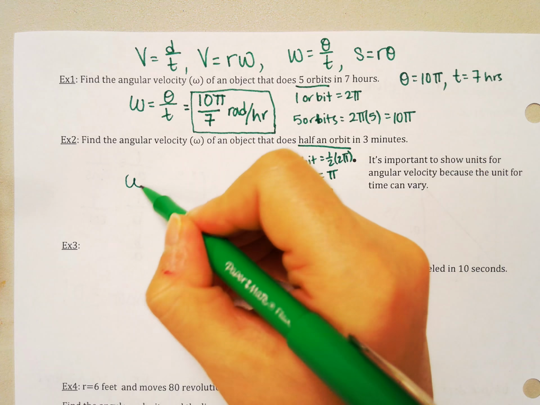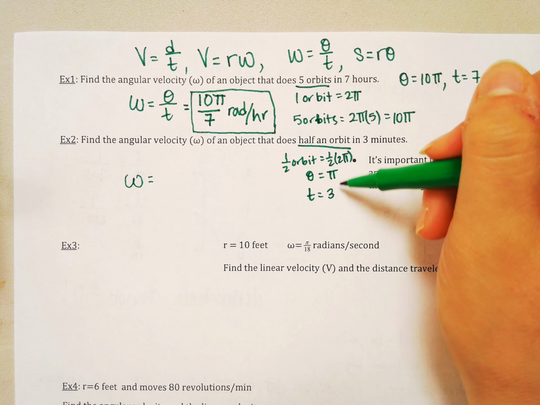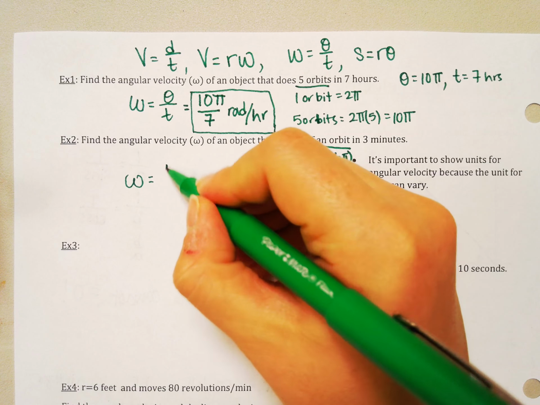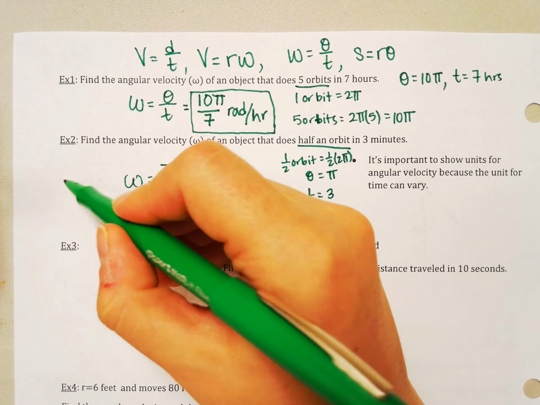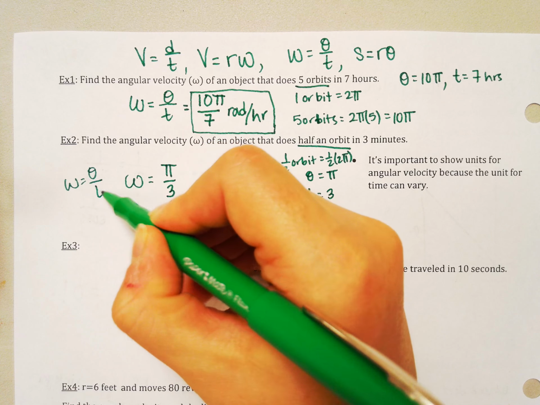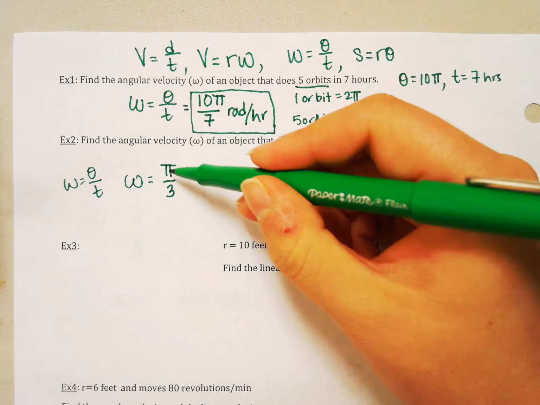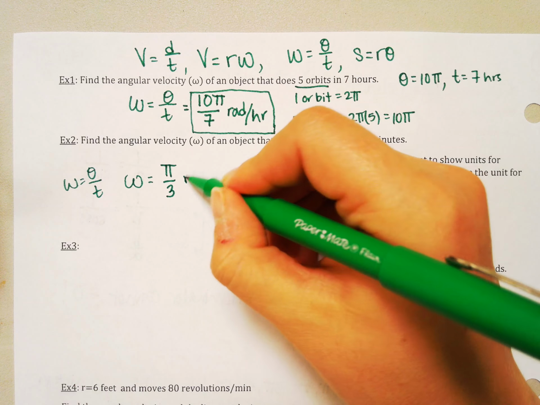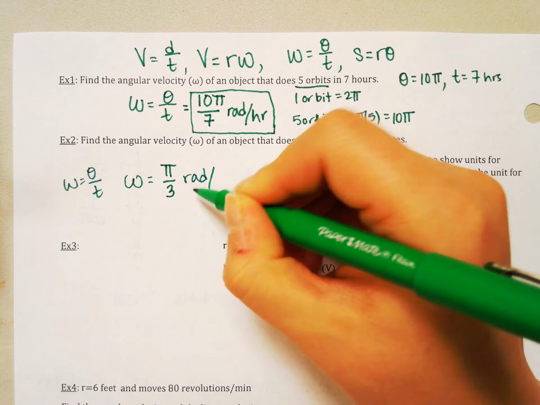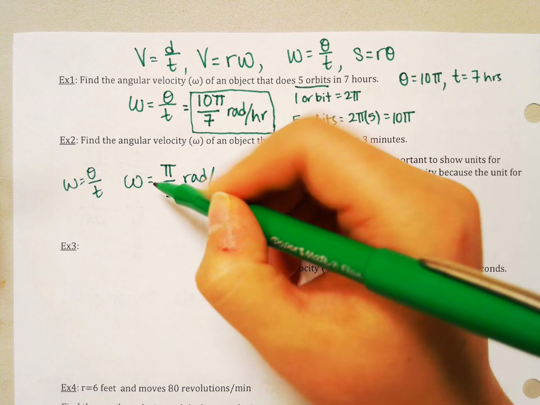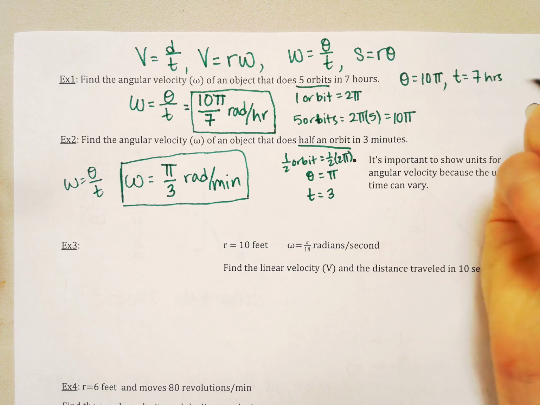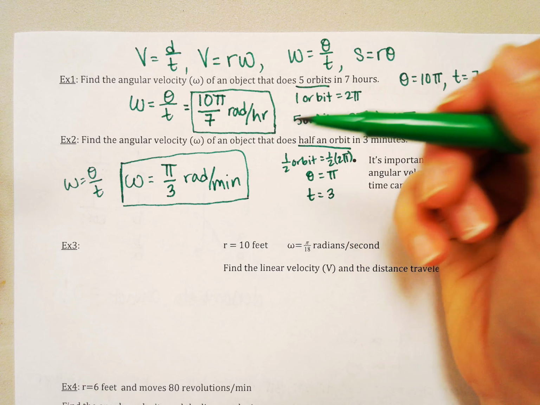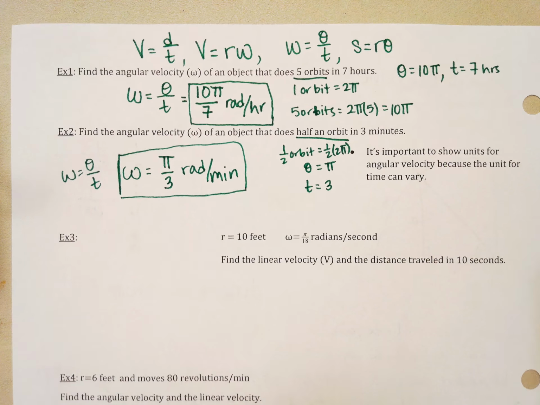So for this one, again, it's pretty easy. We have our theta, we have our time, so all we have to do is plug it into theta over t. Our theta is pi, our t value is 3, and this would then be radians per minute. Those are our units. So that would be our angular velocity. Both of those were pretty straightforward because we're given all the information that we need.